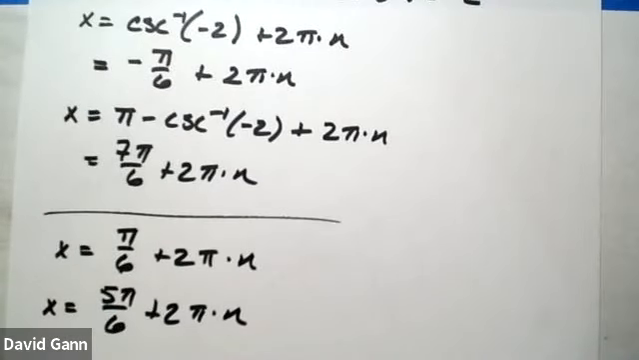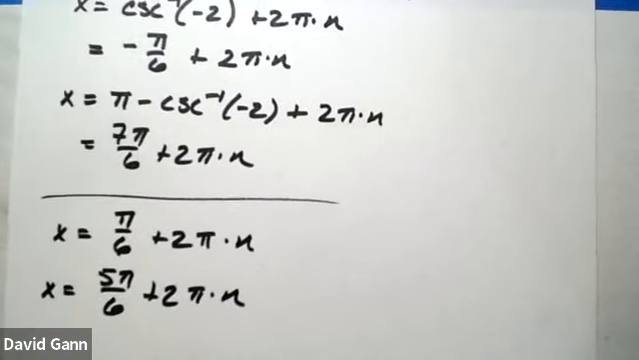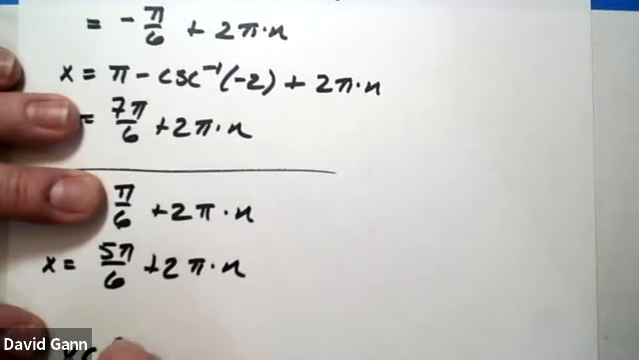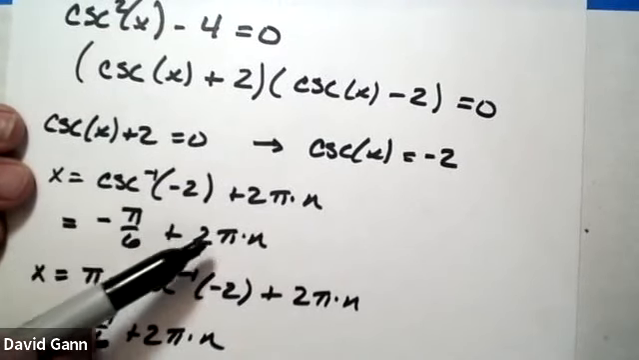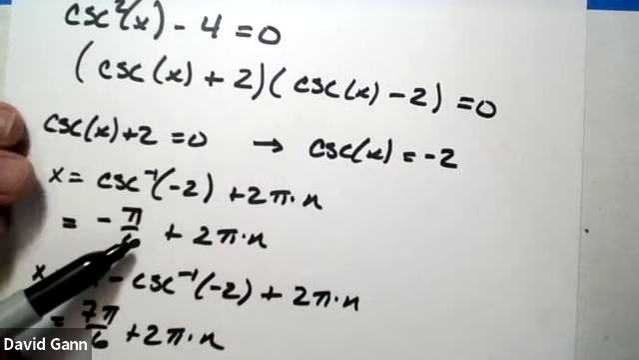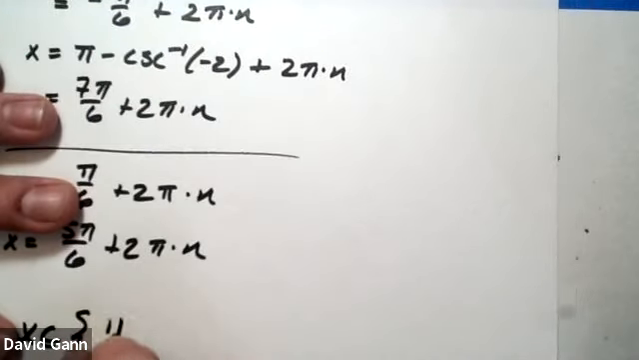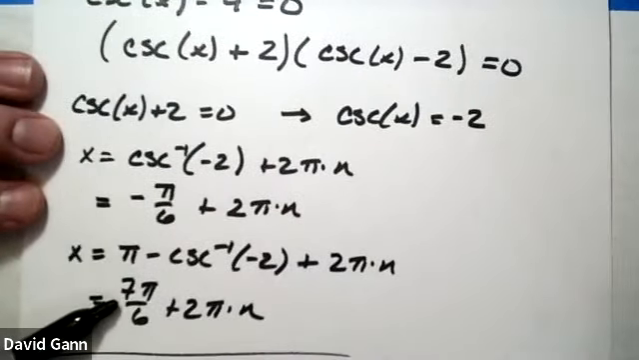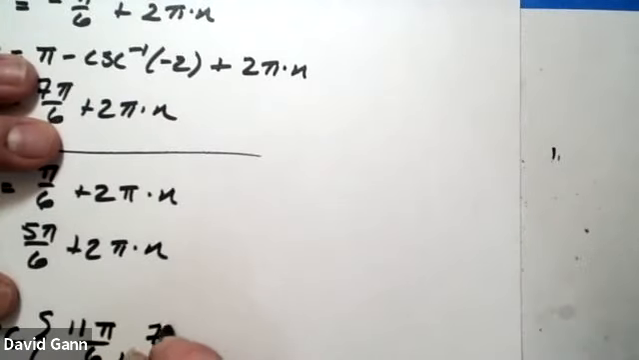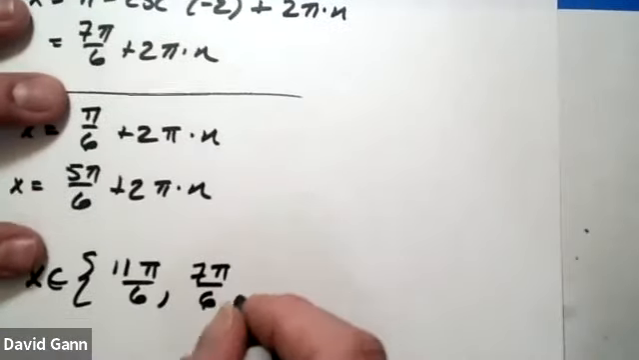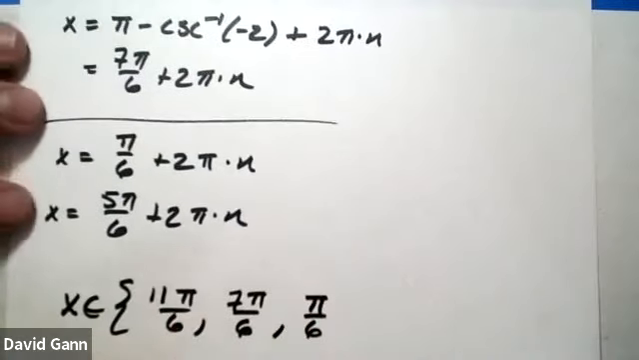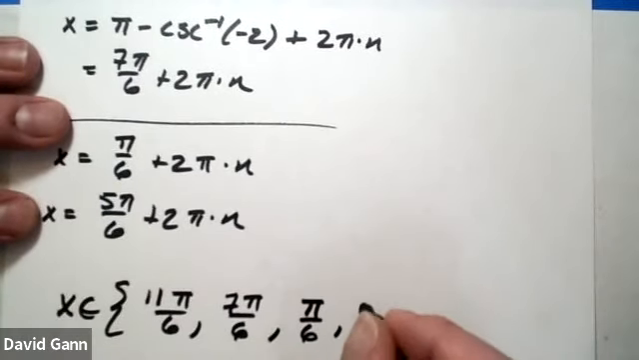Notice there are 4 unique angles and then all of their coterminal angles. So if you want to find everything between 0 and 2 pi, then x is a member of the set that contains, for this first one, well, negative pi over 6 isn't going to work, so we add 2 pi to it and we get 11 pi over 6. That will be in the right interval. So 11 pi over 6. For this one, 7 pi over 6 works. For the third one, pi over 6. And finally, for this one, 5 pi over 6.